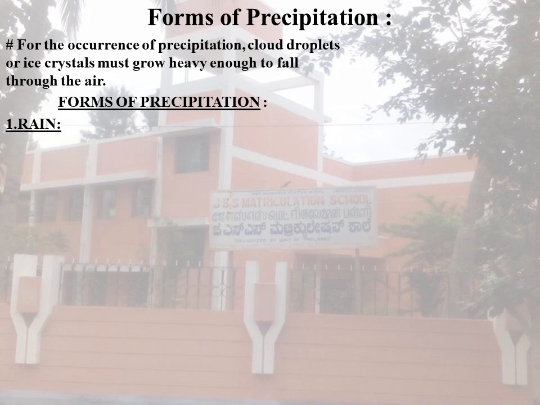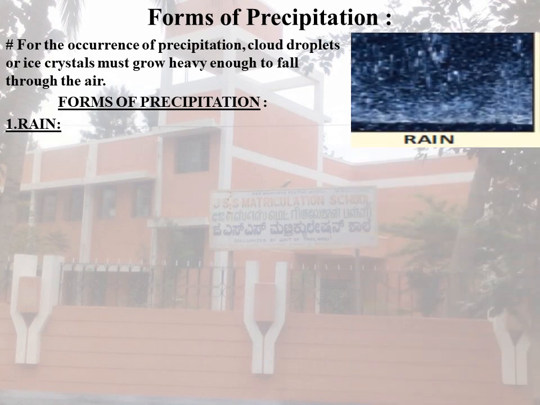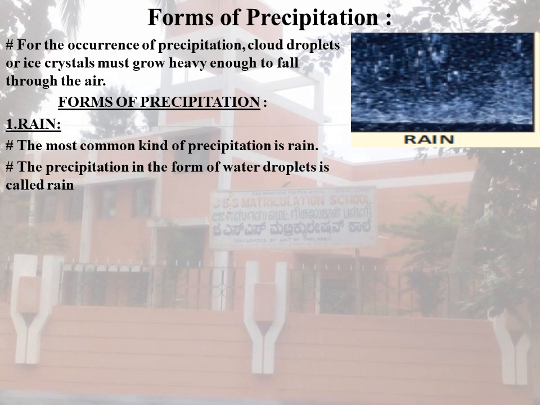The most common kind of precipitation is rain. The precipitation in the form of water droplets is called rain. The precipitation in which the size of raindrops is less than 0.5 mm in diameter is known as drizzle, and raindrops with more than 0.5 mm in diameter are known as rain. Generally, drizzle takes place from stratus clouds.